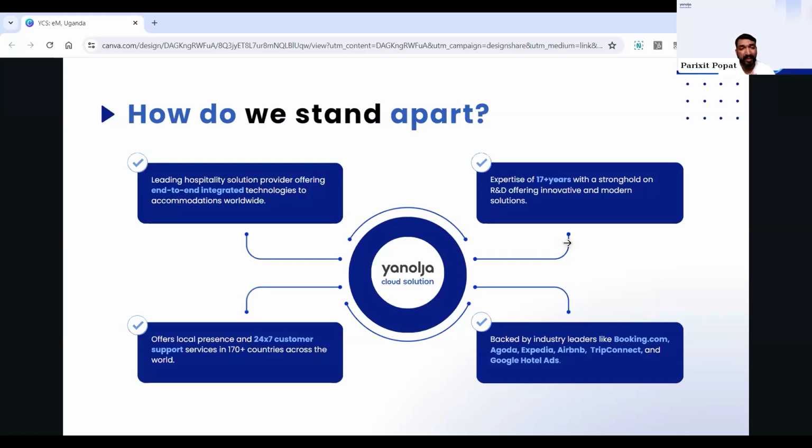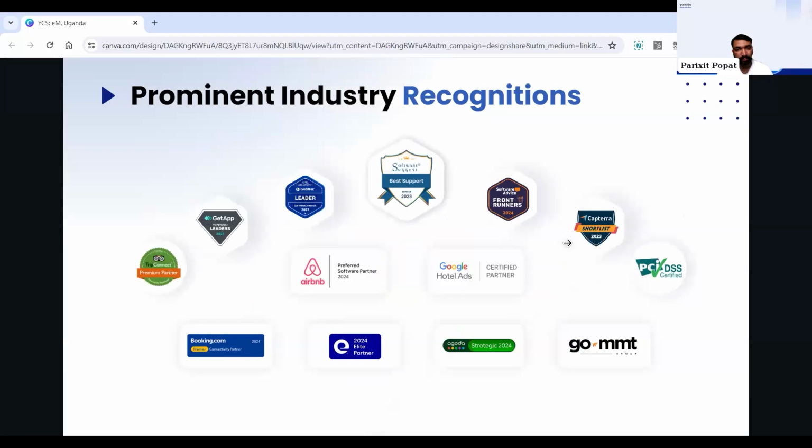We have local presence and 24/7 customer support, with 170 countries present currently. And we are backed by industry leaders like Booking.com, Agoda, Expedia, Airbnb, Trip Connect, and Google Hotel Ads. I'm very happy to share that we have been recognized by Airbnb, Google, Booking.com, Expedia, Agoda, MMT, and others for our constant upgradation in the technology, for being able to offer good support, for being able to create a system that does not fall down at any given point in time.